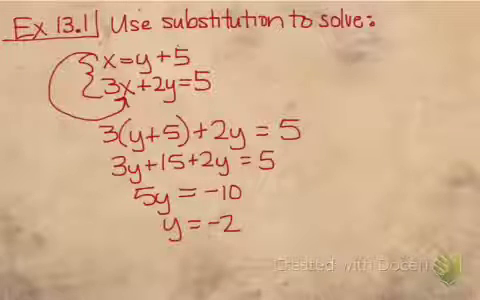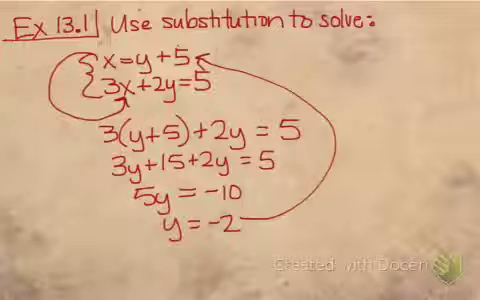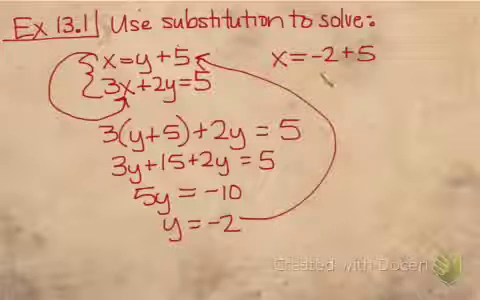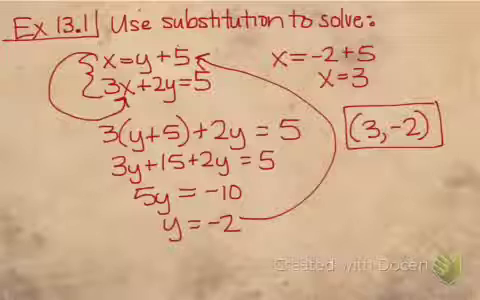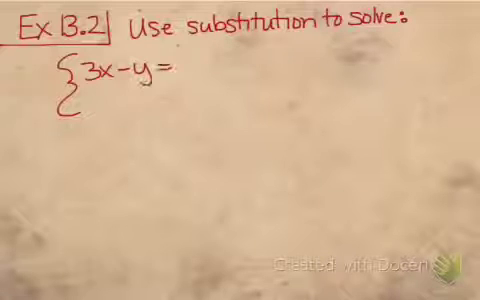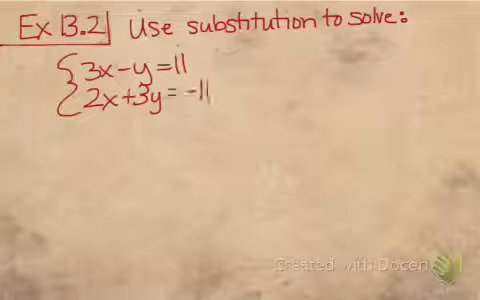We need to figure out what x is, so we'll take that and plug it in to the first equation. So x equals negative 2 plus 5. So we know x equals 3. Our solution is 3, negative 2, and then we double check. Oh, actually we don't. Okay. So use substitution to solve.